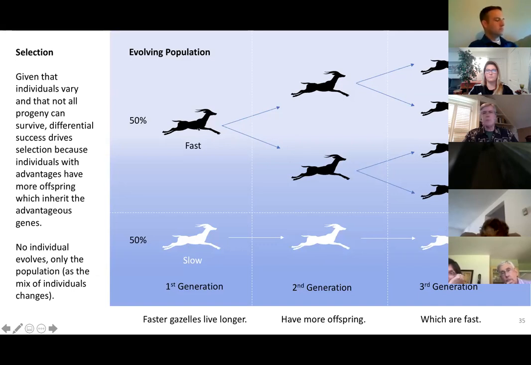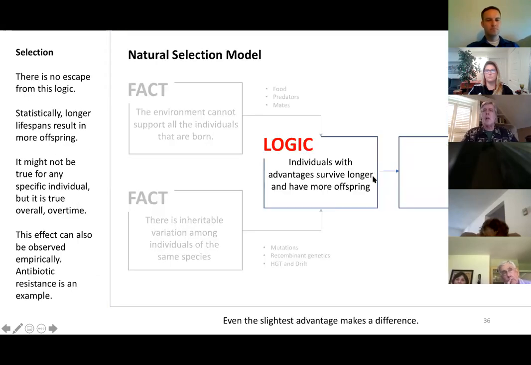The gazelles don't change. This gazelle lived and died and he was fast. He lived and died and he was fast. This one lived and died and he was slow. But the population, whereas it once was 50% slow and fast, is now 80% fast and only 20% slow. And that's because the slow gazelles have been eaten and are not producing as many offspring who have the slow gene. This is the logic of natural selection.